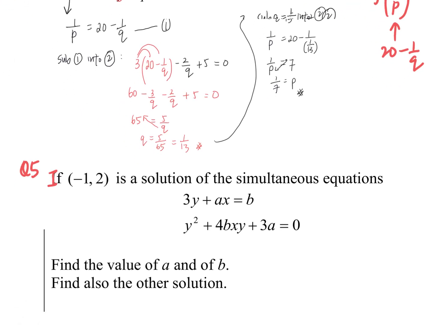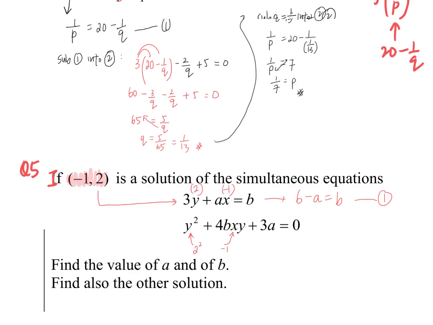Okay, next one. They tell me that this is a solution. When it is a solution means you can sub it into your equation. So put x as minus 1, put y as 2. So your new equation is 6 minus a equals to b. Let's call this equation 1. And then this is your 2 square.